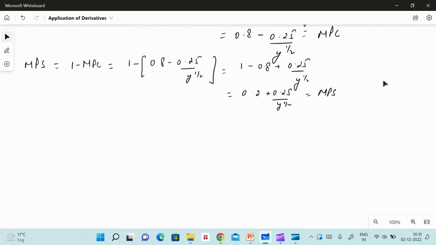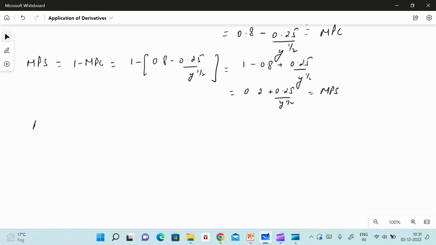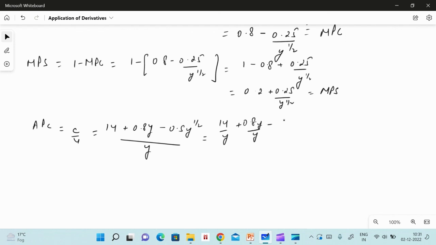Now let's proceed toward average propensity to consume. The formula will be C divided by Y. This is equal to 14 plus 0.8Y minus 0.5Y power 1 by 2, divided by Y. So this is equal to 14 by Y plus 0.8Y by Y minus 0.5Y power 1 by 2 divided by Y.